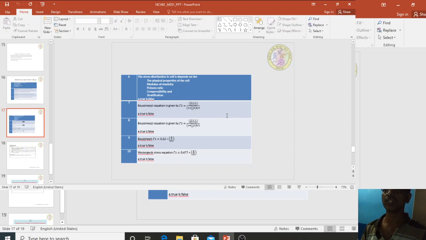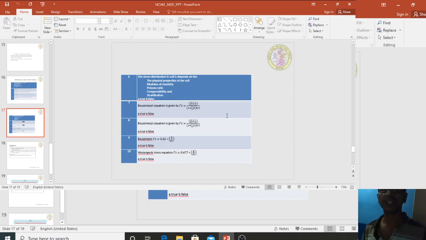Then Boussinesq equation is given by the formula sigma z is q by z square 3 by 2 pi 1 plus r by z whole square whole to the power 3 by 2. It is wrong because it is power 5 by 2. So it is false. B. Next, eighth one. Boussinesq equation is given by sigma z is q by z square into 3 by 2 pi divided by 1 plus r by z whole square whole to the power 5 by 2. So that is the correct answer.